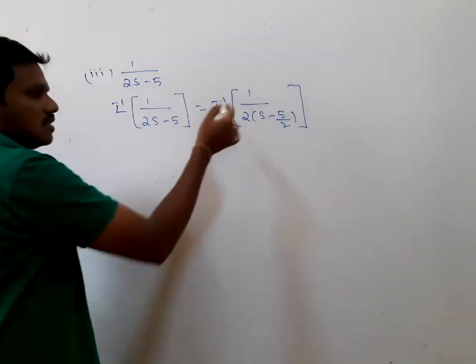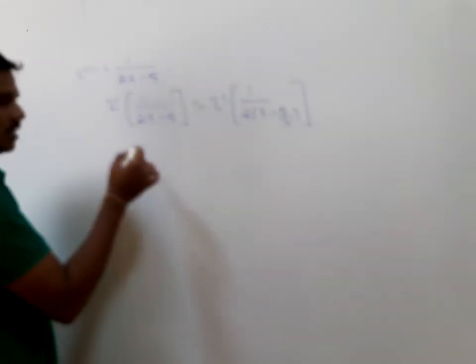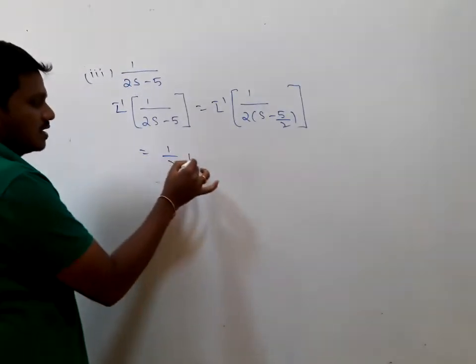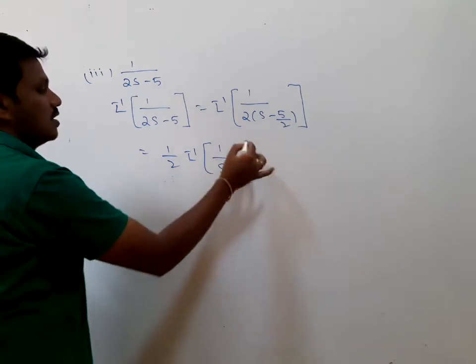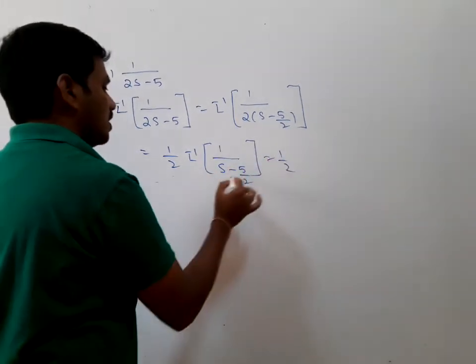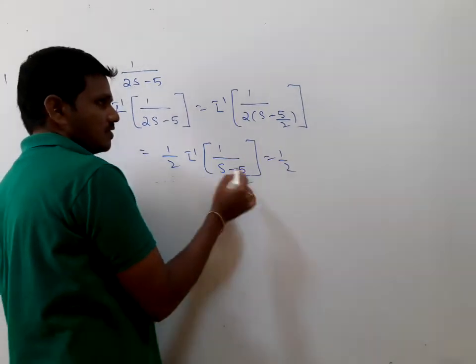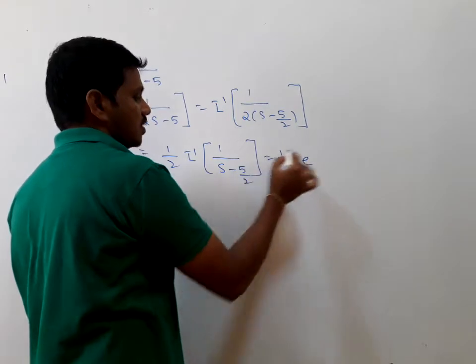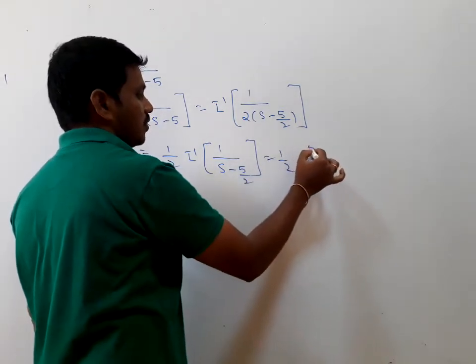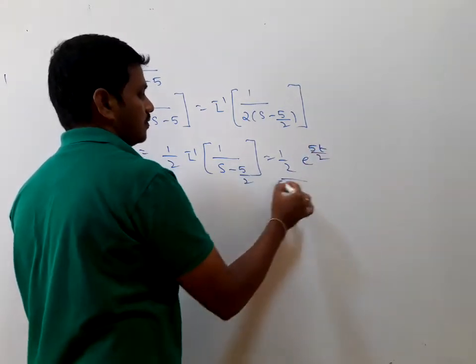So I am going to apply the linear property. 1 by 2 is a constant. L inverse of 1 divided by s minus 5 by 2. So it is in the form of 1 by 2 into the inverse Laplace transform of 1 by s minus a, which is e to the power of at. So a is equal to what? 5 by 2. E to the power of 5t by 2.